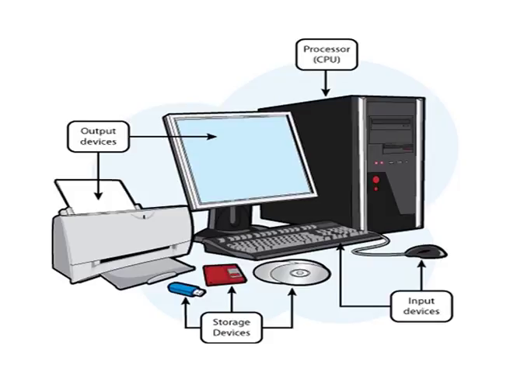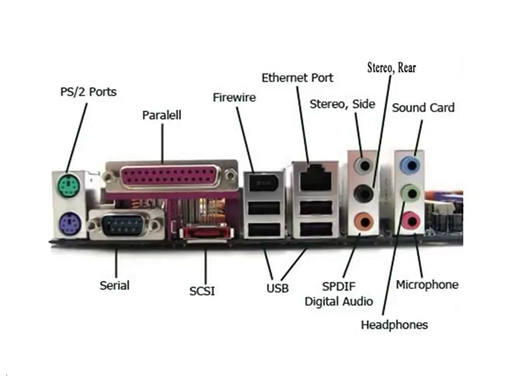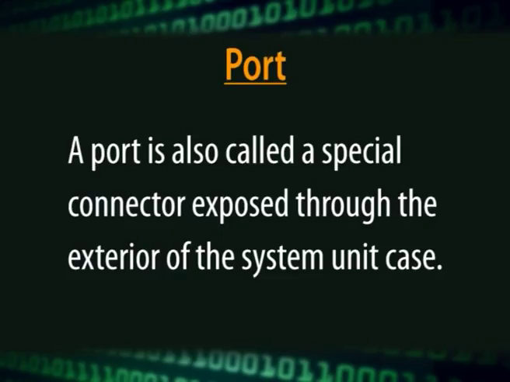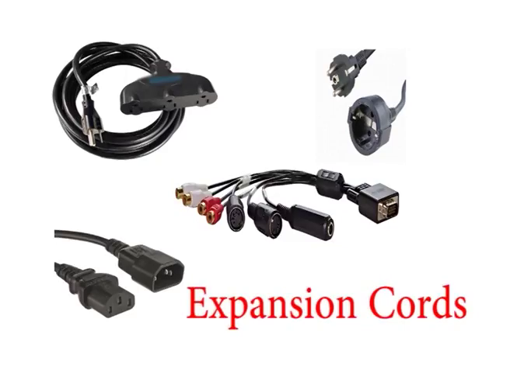Typically, external devices such as the monitor, keyboard, mouse and printers connect to the motherboard through a port. Unless all these devices have a specific port on the motherboard, you cannot connect the device. Essentially, every device, in order to connect to the motherboard, must have a specific port attached to it. A port is also called a special connector exposed through the exterior of the system unit case. The port is either built directly into the motherboard or it is created via an expansion card inserted into the expansion slot on the motherboard.